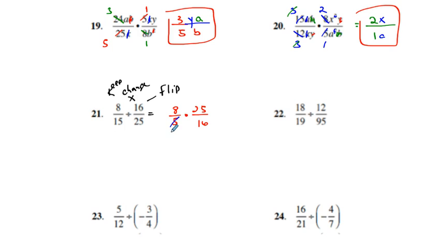Alright, 25 and 5, both divisible by 5, 1 and 5. 8 and 16, both divisible by 8, 1 and 2, and you're just left with 5 over 2.